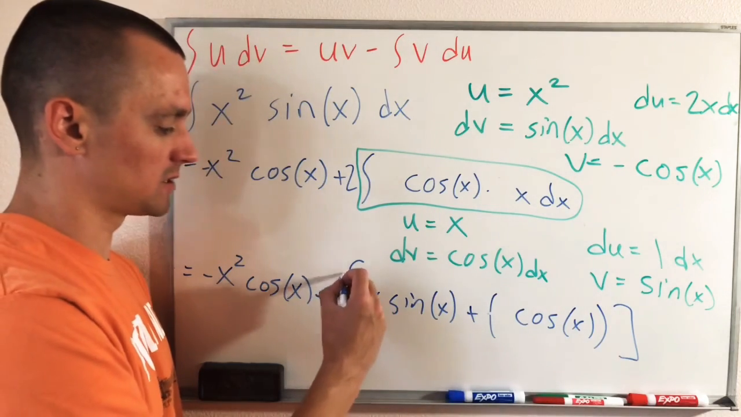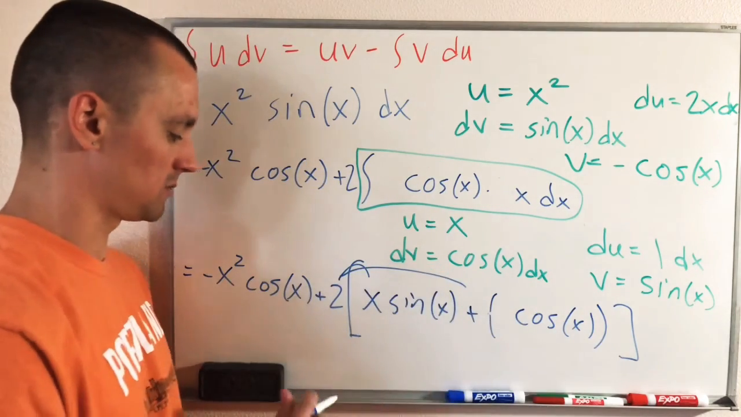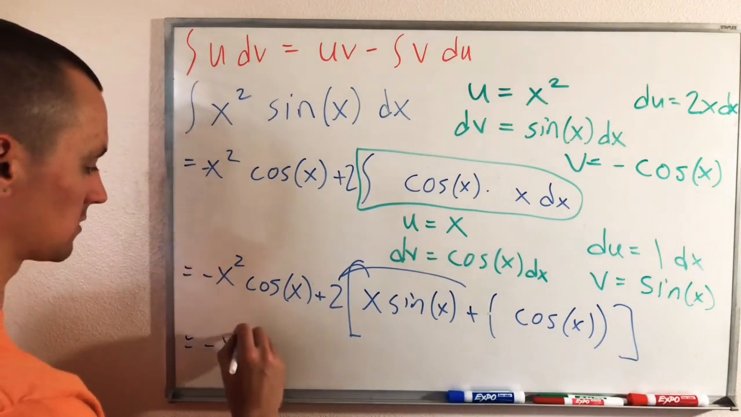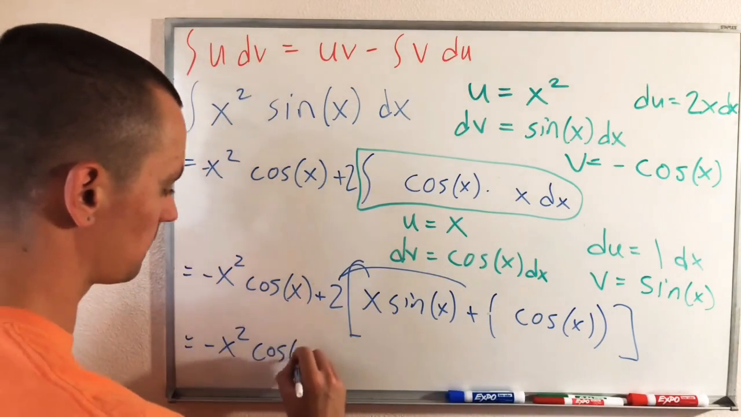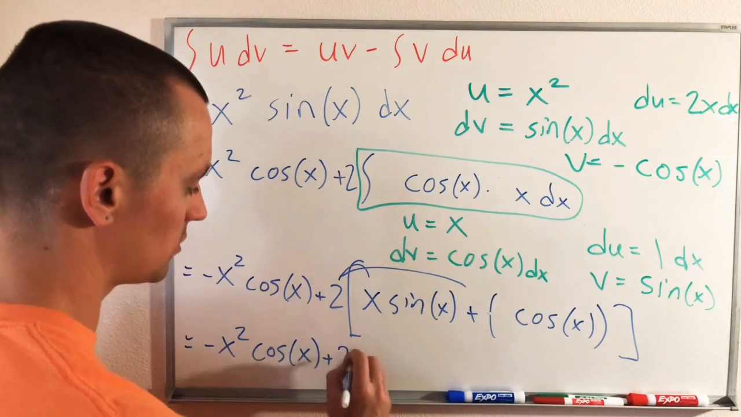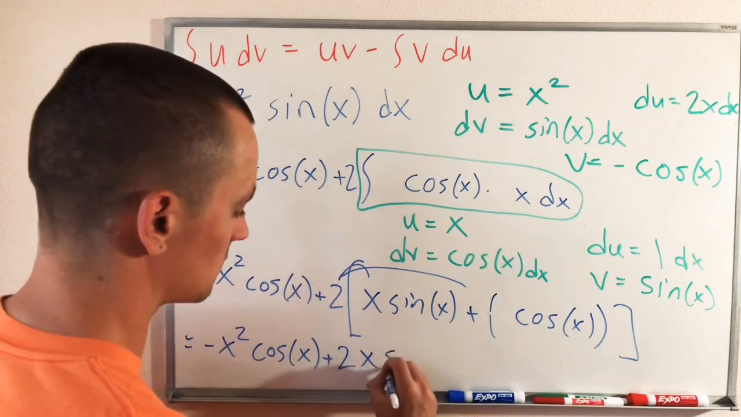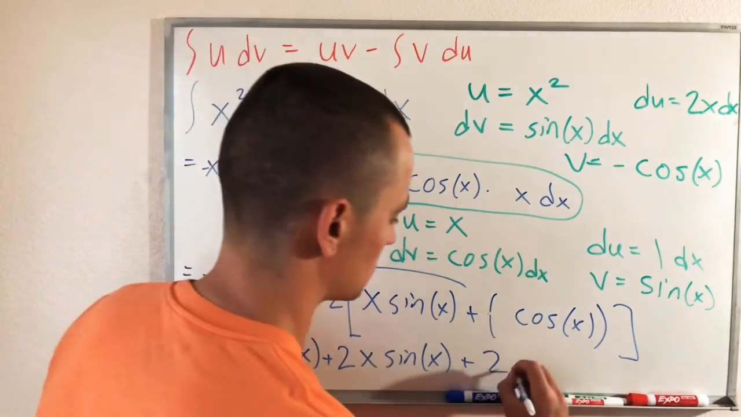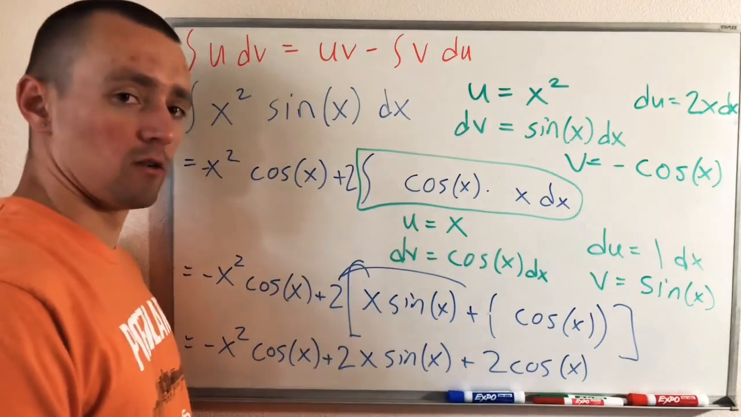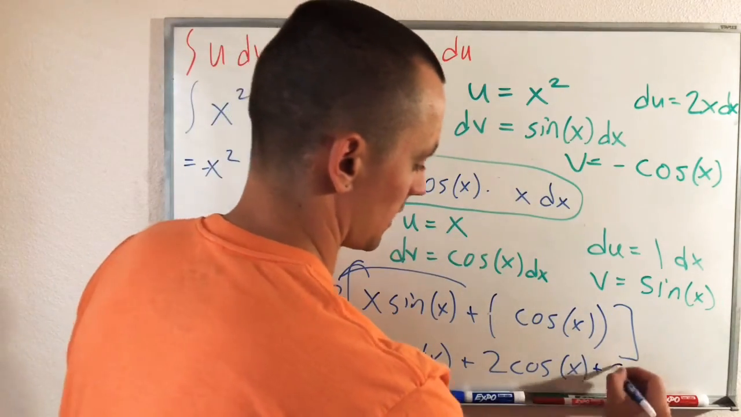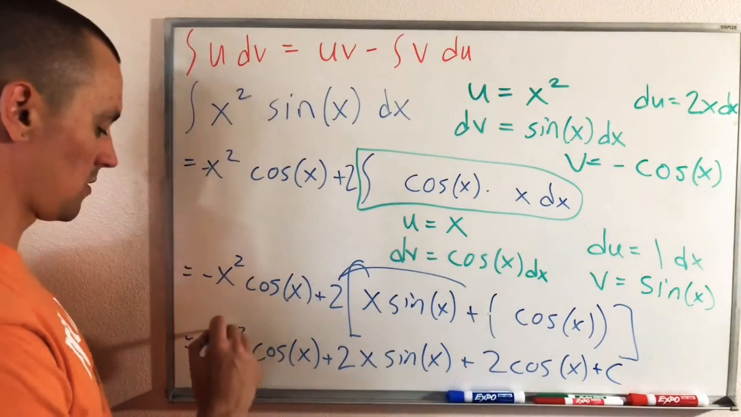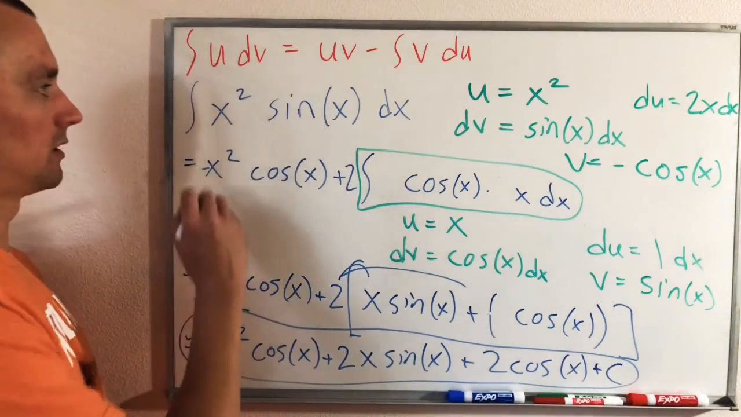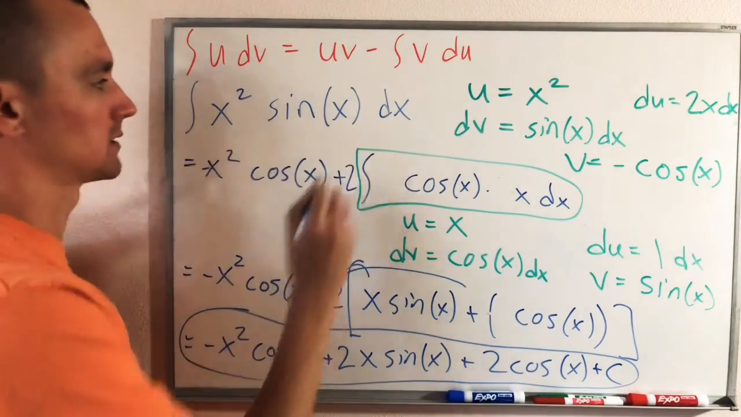And then we also have this 2 that's being distributed to both of these pieces. So let's go ahead and simplify all that out. We're going to get negative x squared cosine x plus 2 times x sine x plus 2 times cosine x. And then, of course, with integrating, we need to also add our constant. So this is the final answer of the antiderivative of x squared times sine x dx.